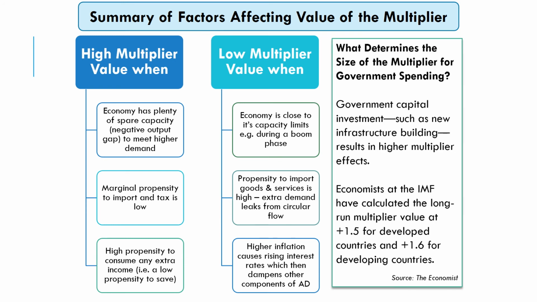In terms of government spending, when the government spends on capital, or makes capital investments such as new buildings, this often results in quite a high multiplier effect. And economists have calculated that the multiplier value for developed economies like the UK tends to be around 1.5. So if governments try and boost the economy by spending, say, £100 million, there's likely to be a £150 million increase in GDP once it's circulated around the economy. For developing countries, it's estimated to be slightly higher at 1.6.